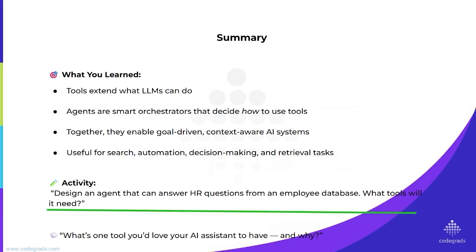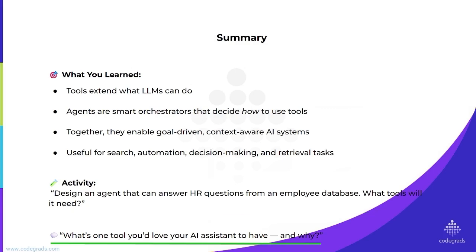Now we have an activity here. You need to design an agent that can answer HR questions from an employee database. What tools do we need? This is the question you need to discuss, and then design the agent and see if it can answer HR questions from the employee database. Also, what one tool would you love your AI assistant to have and why? We have discussed multiple tools here, so think about which tool you think is most important for an AI assistant, and why. So we are finished with the introduction, and we'll move towards the implementation part.